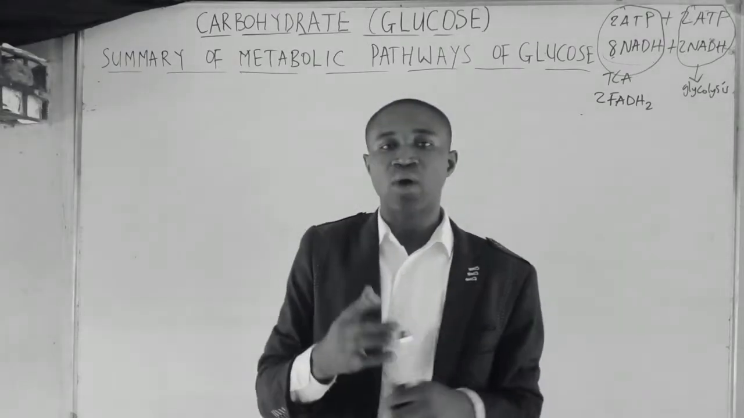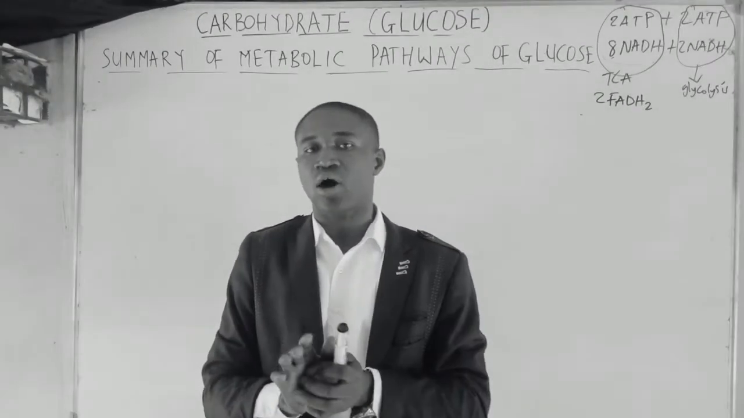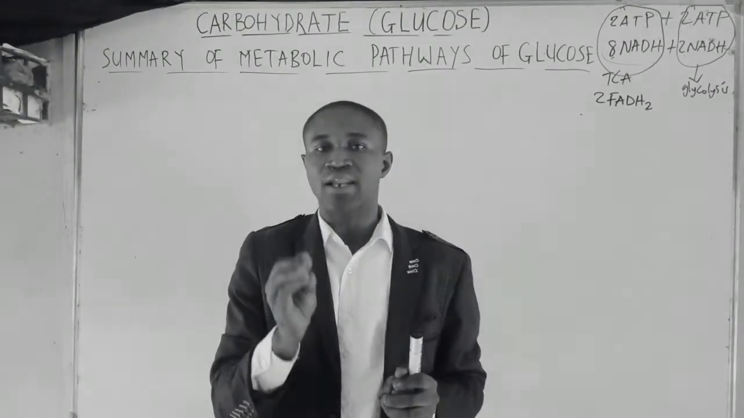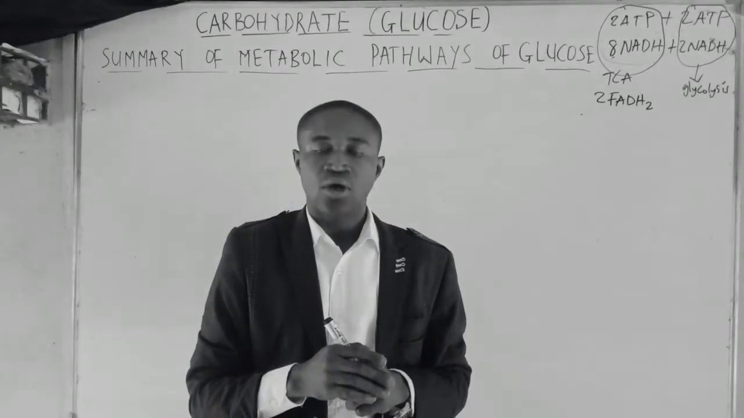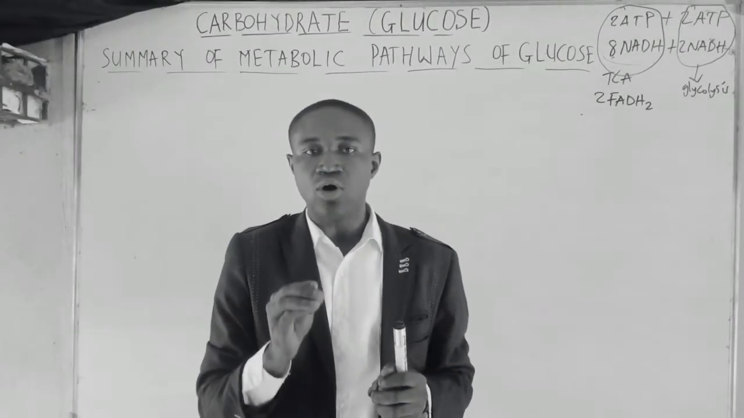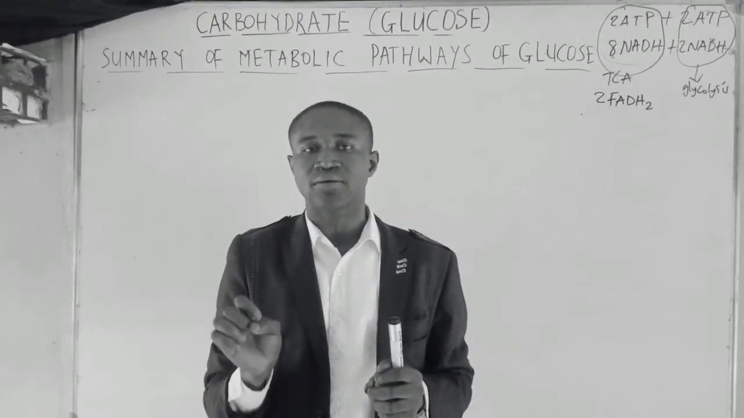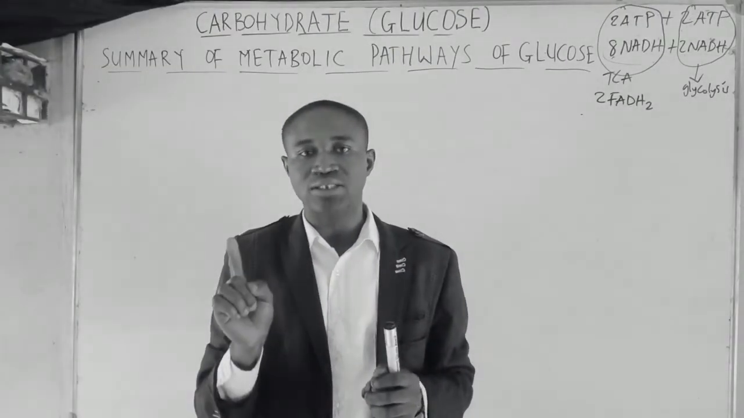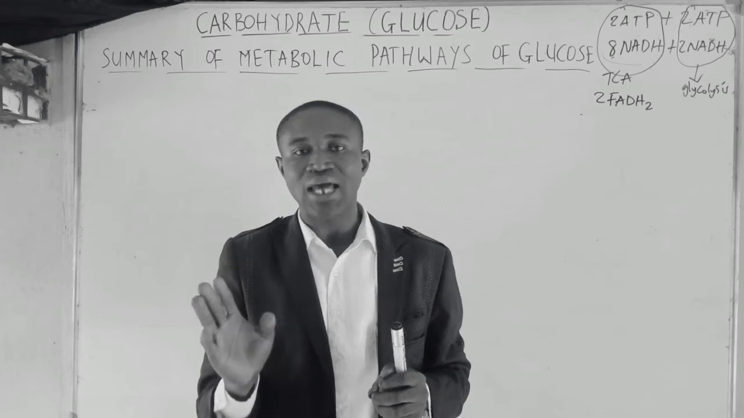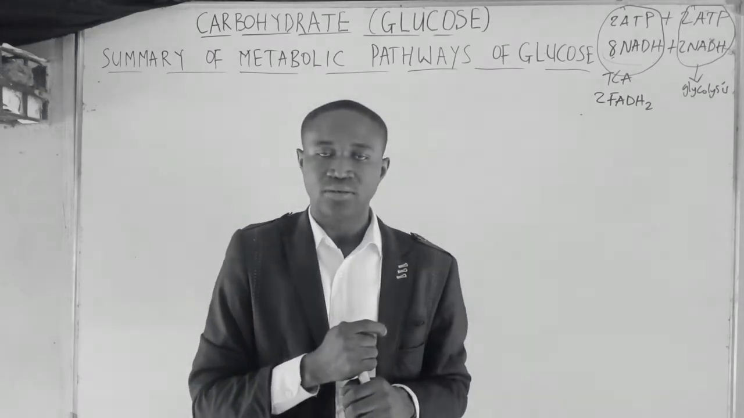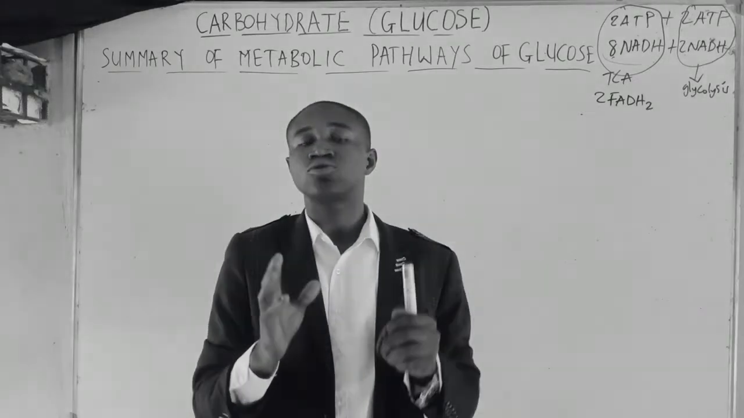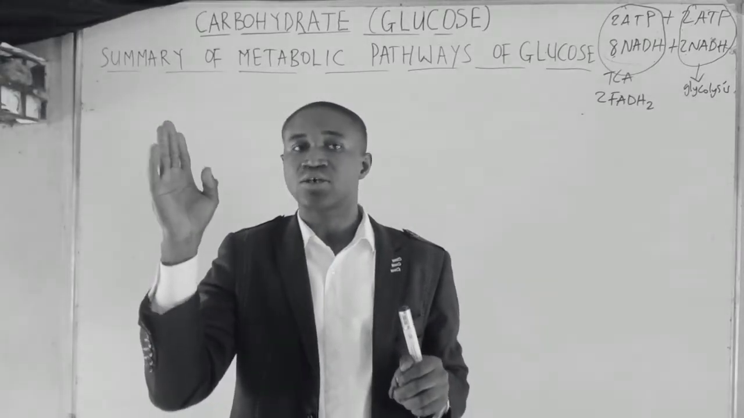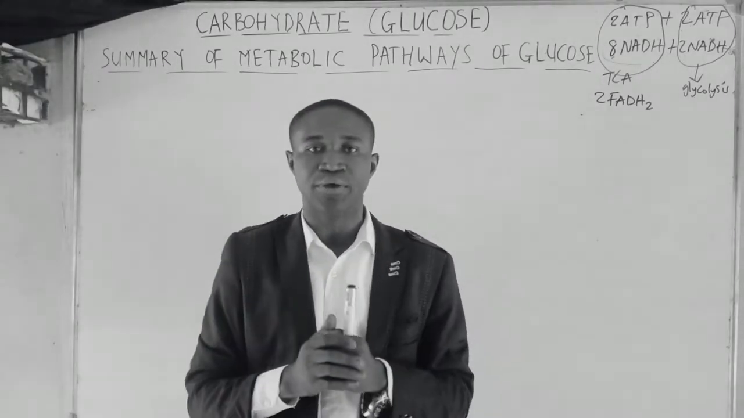In the video before this, we were able to see an introduction to carbohydrates under glucose. We realized that glucose is the form that the body makes use of from already ingested carbohydrate. We also realized that as glucose enters into the cells of the body, three processes will take place: first, glycolysis; second, the citric acid cycle; and third, the electron transport chain. All these processes take place so as to produce energy in the form of ATP.